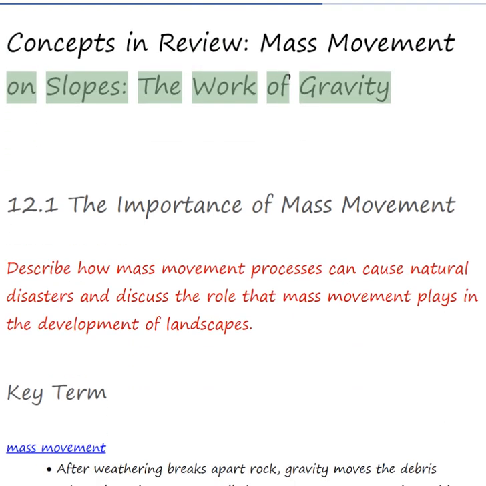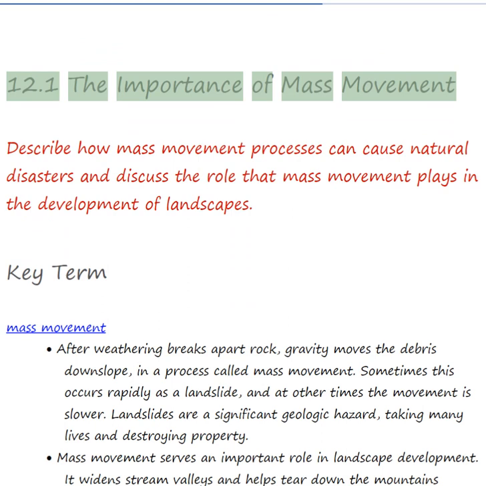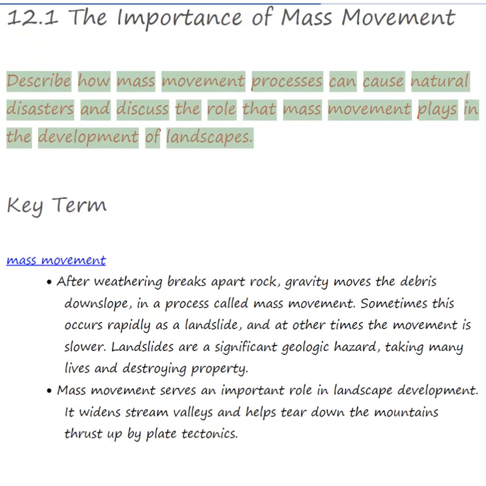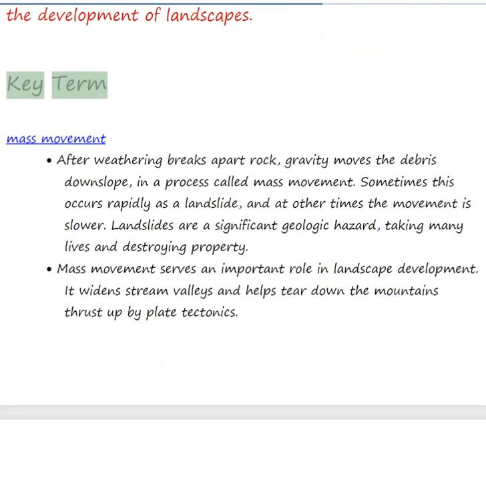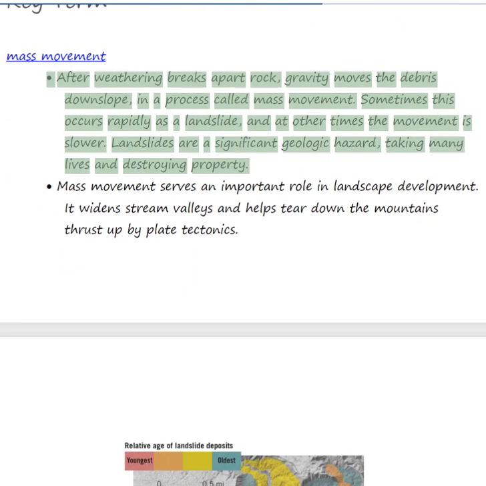Concepts in review, mass movement. On slopes, the work of gravity. 12.1 The importance of mass movement. Describe how mass movement processes can cause natural disasters and discuss the role that mass movement plays in the development of landscapes. Key term: mass movement. After weathering breaks apart rock, gravity moves the debris downslope, in a process called mass movement. Sometimes this occurs rapidly as a landslide, and at other times the movement is slower.